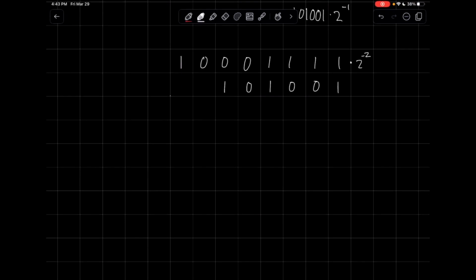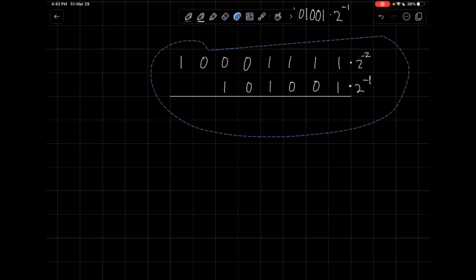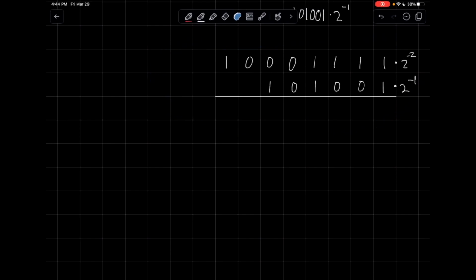And we're multiplying them, right? Of course, I need to add the times 2 to the negative 2 here, or negative 1. Sorry about that. And just to give me the most space possible, I'm going to shift these over to here. Okay, this is what we have.